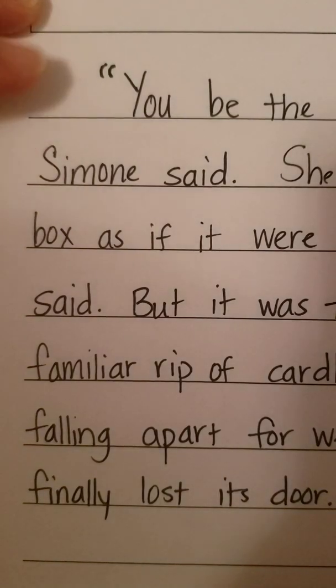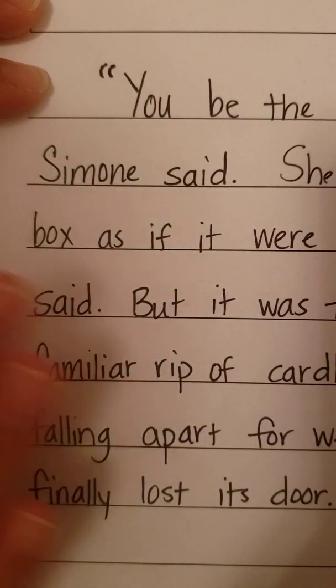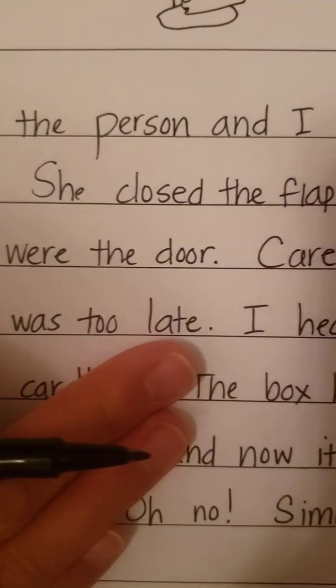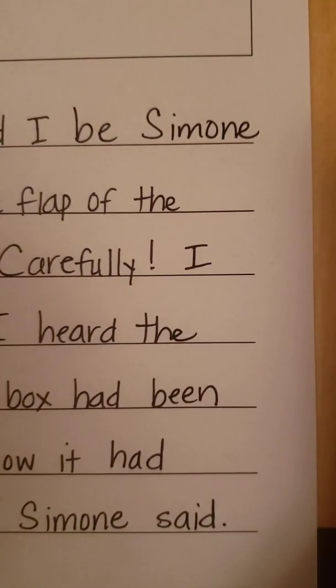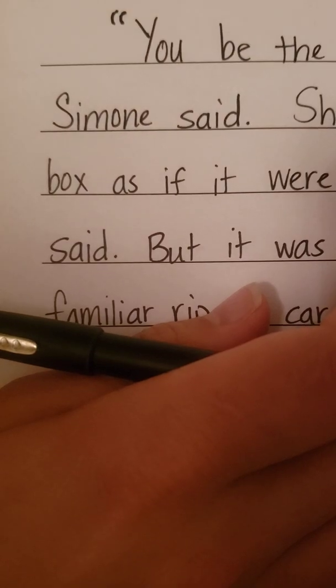So I'm going to put my quotation marks right at the top of that word, and I'm going to curve them in a little bit as if it's hugging that word, right? To show my reader, okay, somebody's starting to talk. So Simone said, "You be the person and I be Simone." And that's where she stopped talking. I know that because then the next line says, "Simone said," right?